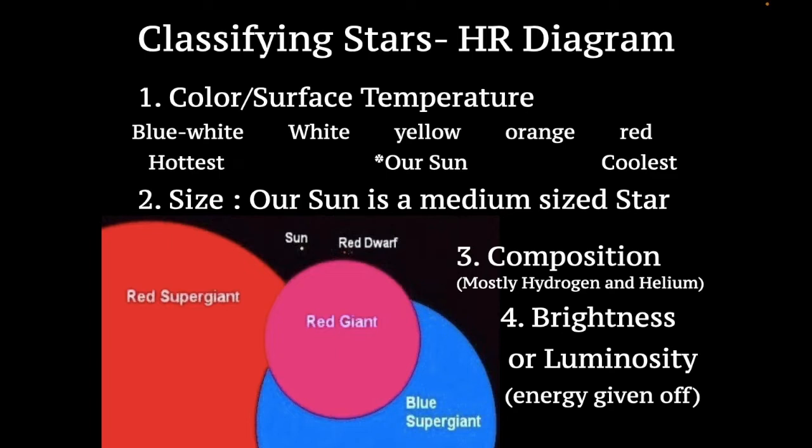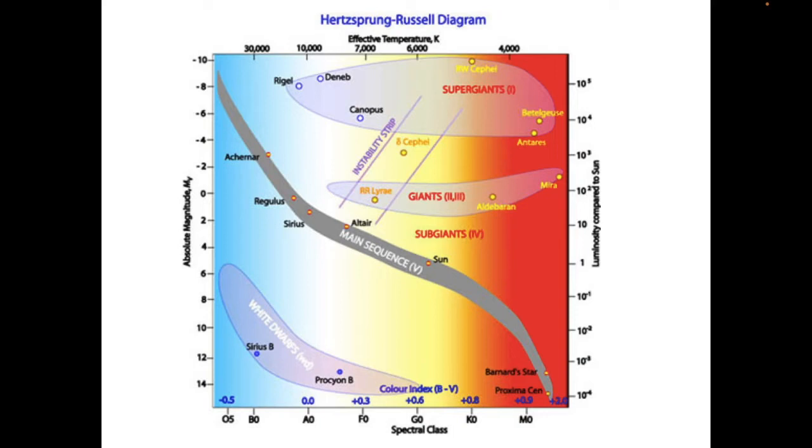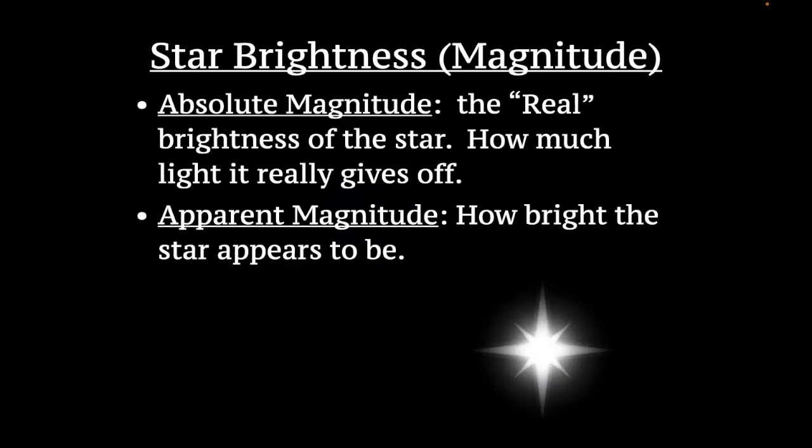Then we have the composition, mostly hydrogen and helium. And then brightness or luminosity is just the amount of energy given off. And we talked about Henrietta Swan-Leavitt, who focused on luminosity of variable stars. Here's another diagram that kind of compares the size with temperature, luminosity, color. As we talk about luminosity and brightness, we're going to focus on magnitude. That is how much brightness is given off.